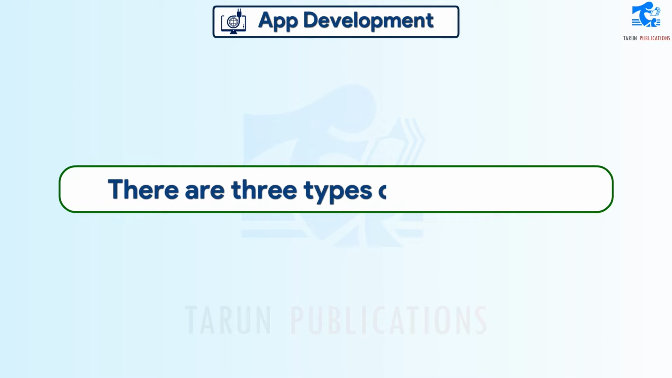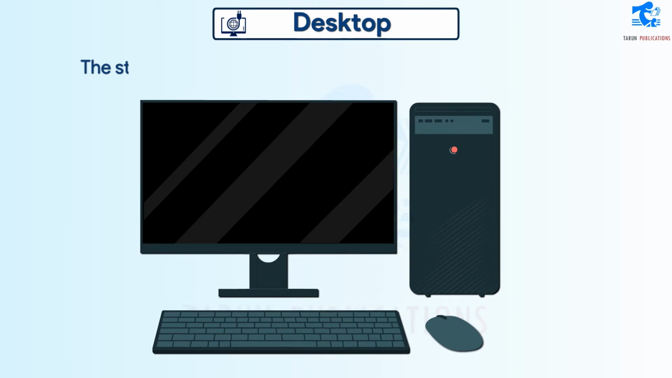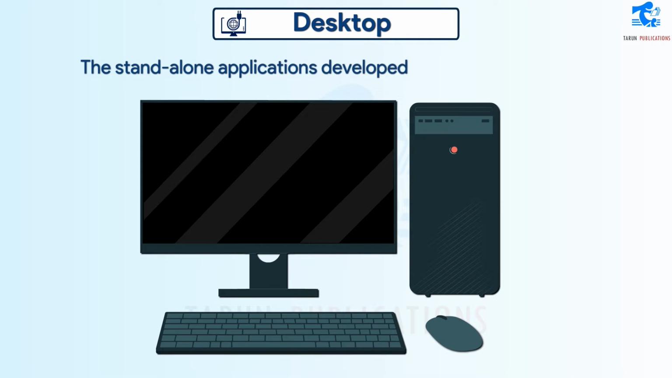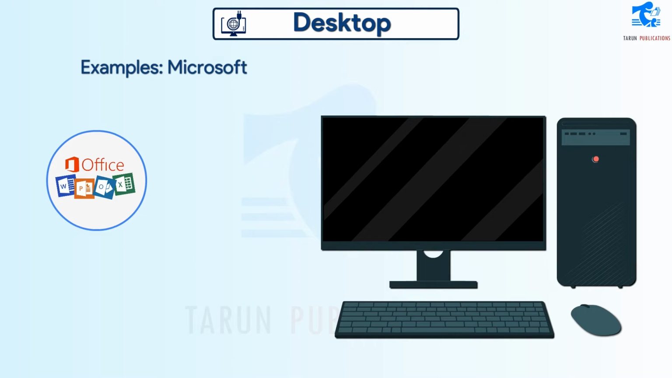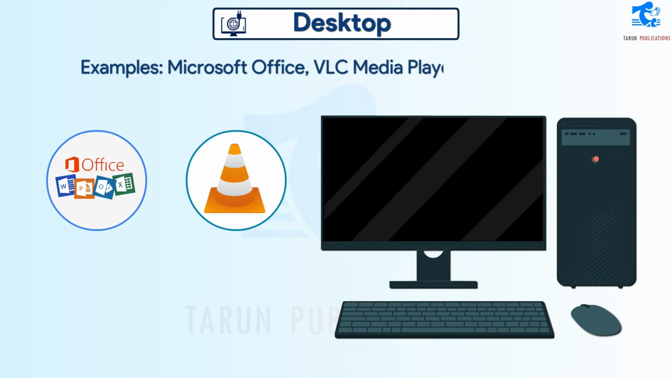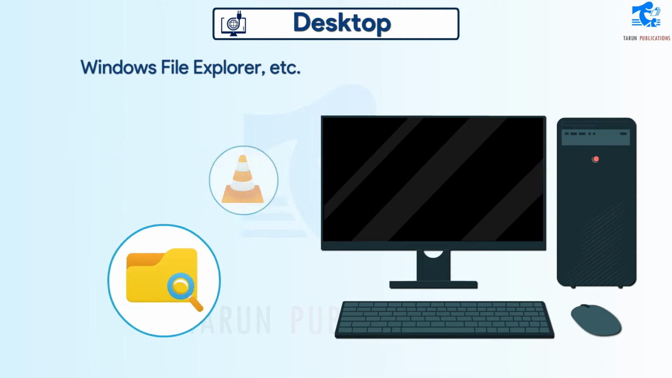There are three types of applications. Desktop. The standalone applications developed for computers or laptops are known as desktop applications. This type of application depends on the hardware and the operating system on which it runs. Examples: Microsoft Office, VLC Media Player, Windows File Explorer, etc.